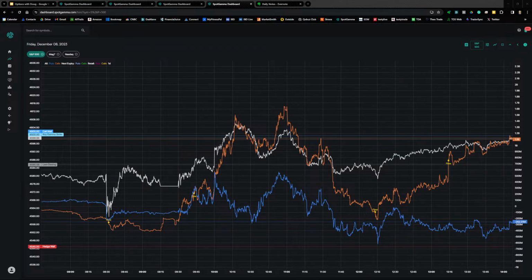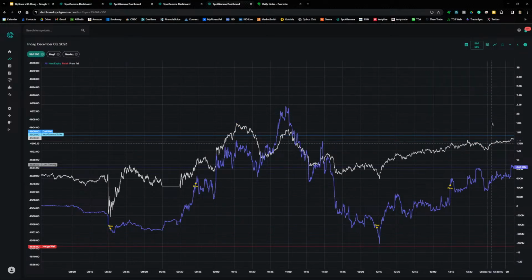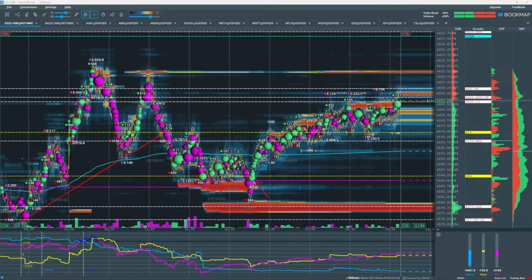And note a pretty timely flow alert here, right around 12:15. Let's go back to Bookmap. And here's where that alert came in, right at 12:15, with that shift in hedging flow.